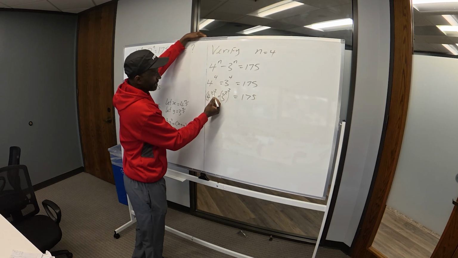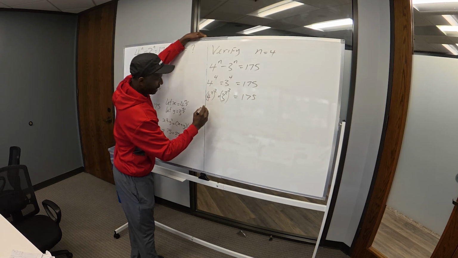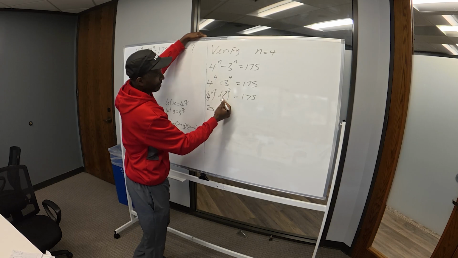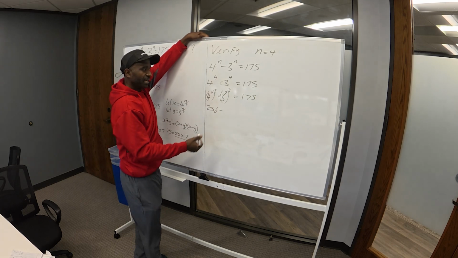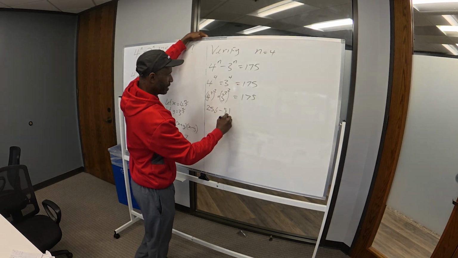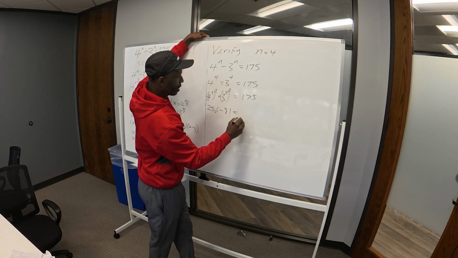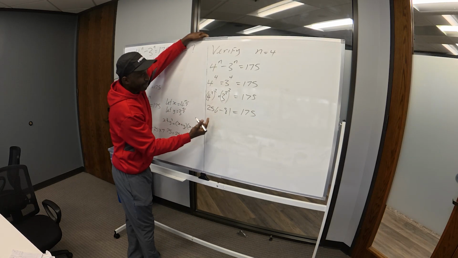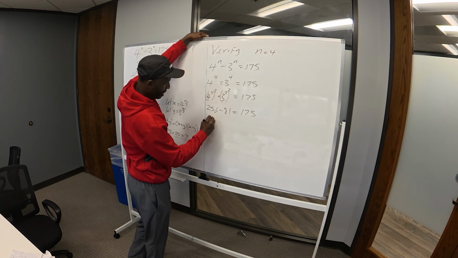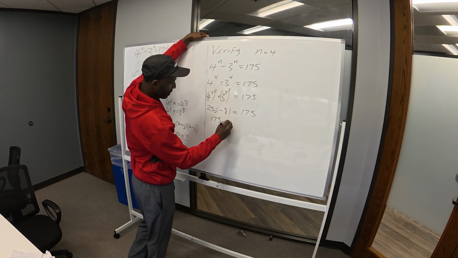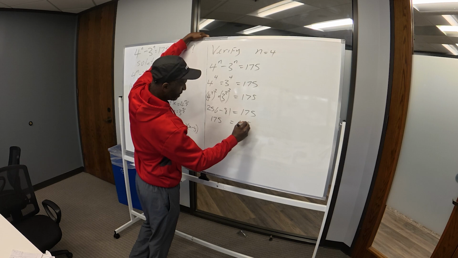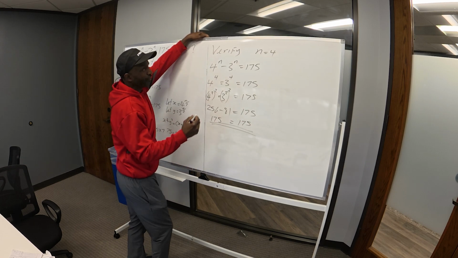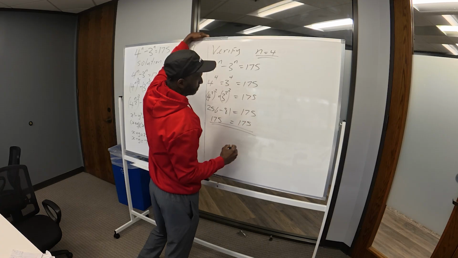We know that 4 squared is 16. 16 squared is 256. And 3 squared is 9. 9 squared is 81. And that should be equal to 175. So 256 minus 81 is 175, which is equal to 175. Therefore, the solution n equals 4 is valid.